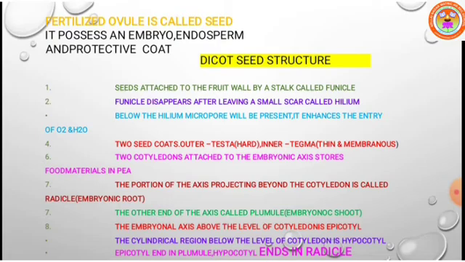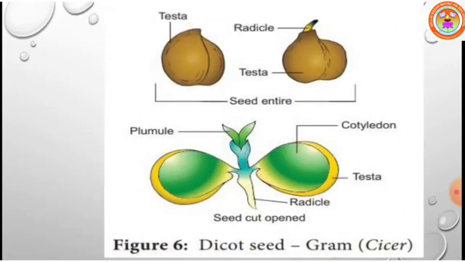In the pea plant, that is Pisum sativum, the tegmen and the testa are fused together. The seed of Pisum sativum has two cotyledons. Similarly, in a dicot seed, for example gram seed, you can see the two cotyledons. The two cotyledons are laterally attached to the embryonic axis and store food material.